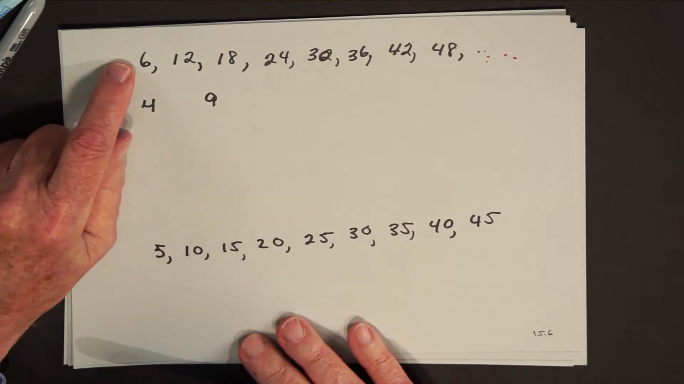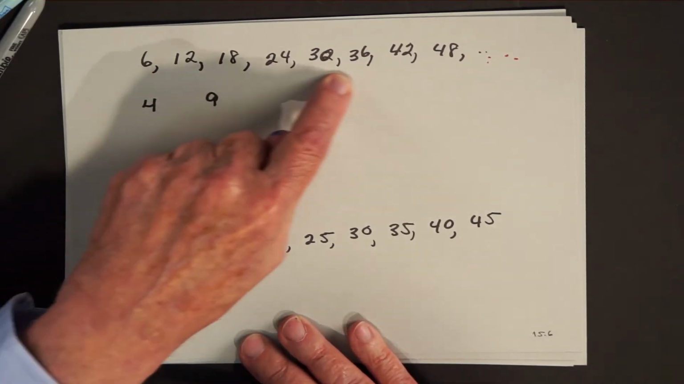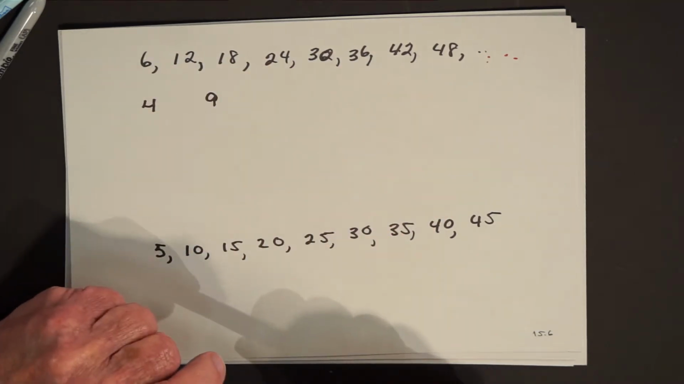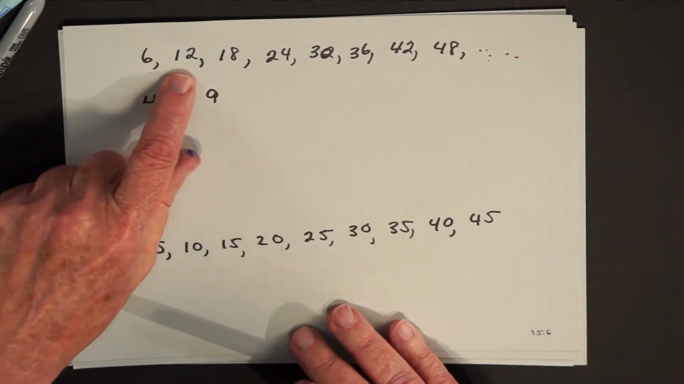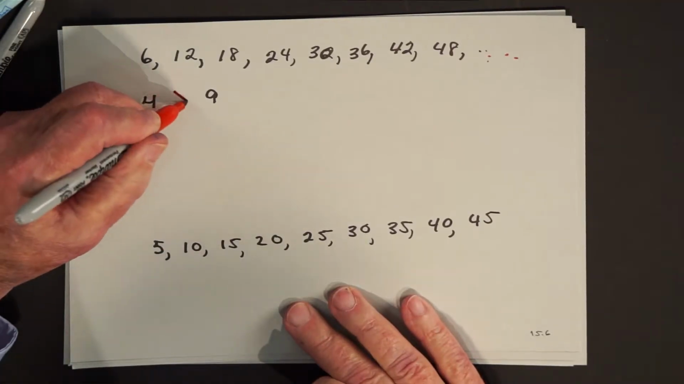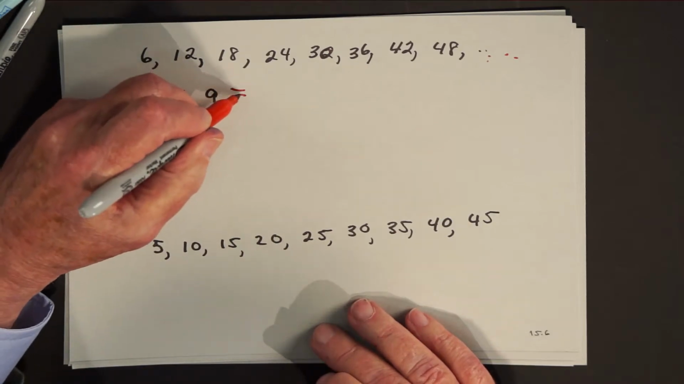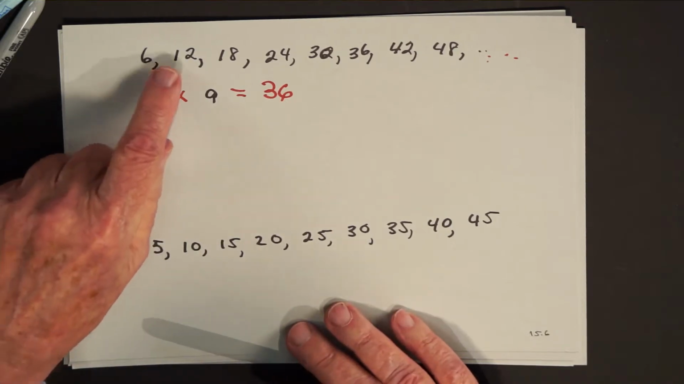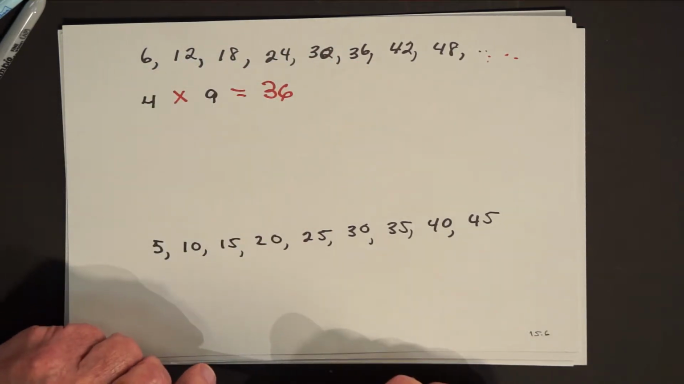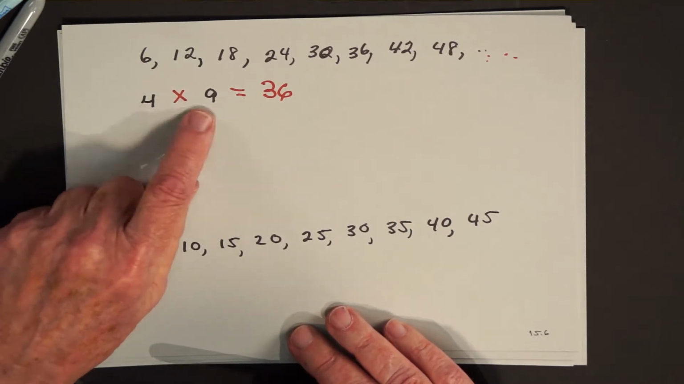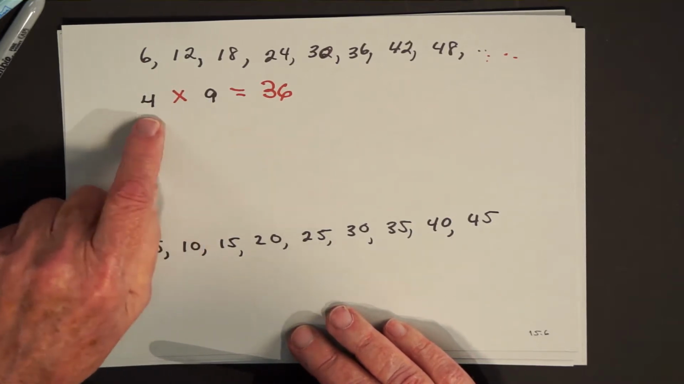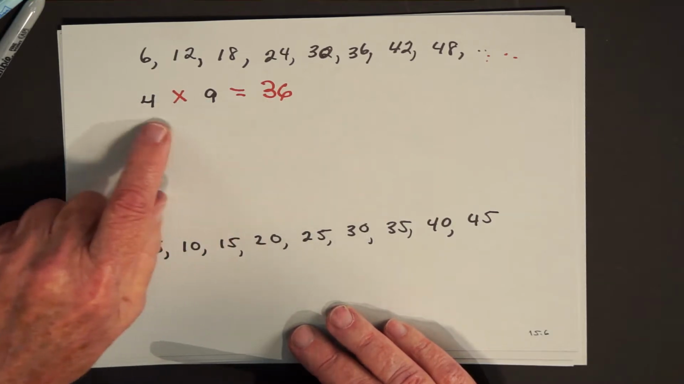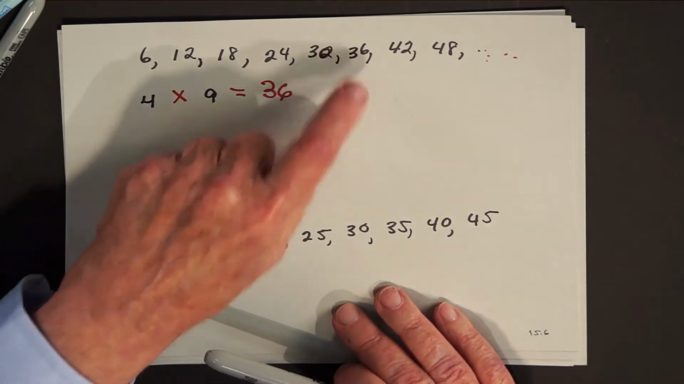Number 4 would like to join, but he's not eligible. These are the only numbers that are eligible to belong to this club. Number 9 would also like to join, but he's not in this club. So they arrange a marriage of convenience. 4 and 9 say, let's get married. And married means we'll multiply one another. 4 times 9 is 36, and lo and behold, 36 is on this list. Individually, these two numbers couldn't make it. But by getting married, meaning by multiplying one by the other, they did get on the list.